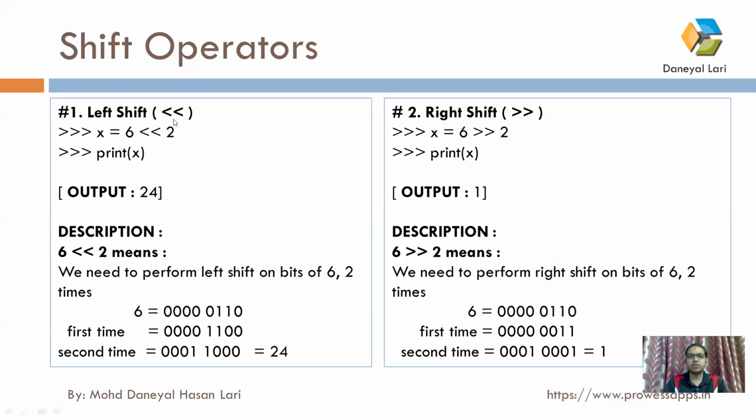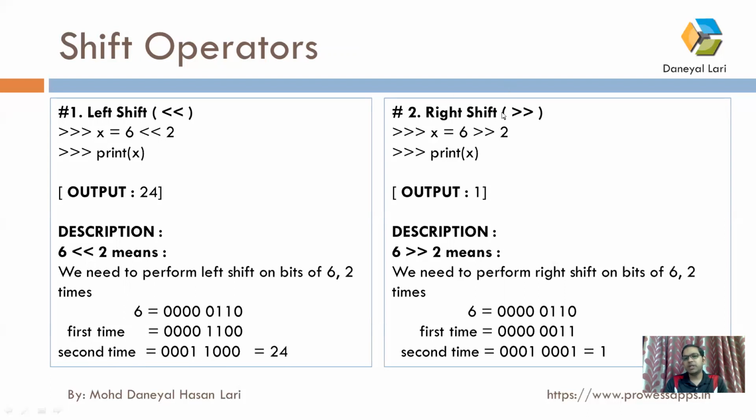Since we want to perform 2 left shifts, one more time it will perform the left shift. So again, this 0 will be outside of this bit pattern, and every bit will be shifted one more time to the left side. So now after performing the second shift, this will be your bit pattern. If you find the equivalent decimal value, you will get the answer as 24.